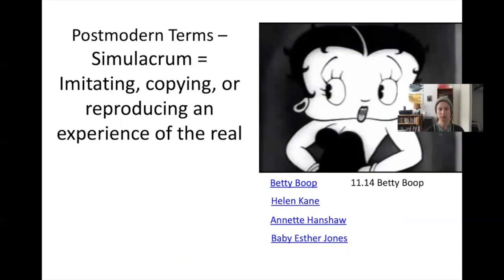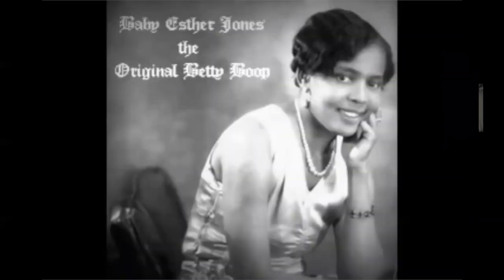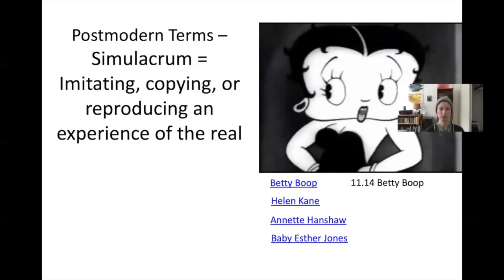A jazz singer in the 1920s. And Annette Hanshaw was imitating Baby Esther Jones, an African-American jazz singer. Meanwhile, Betty Boop was a copy of a copy of a copy, and she outlasts both the original and the copies. This is an example of a simulacrum.